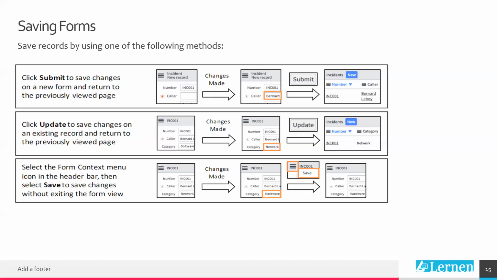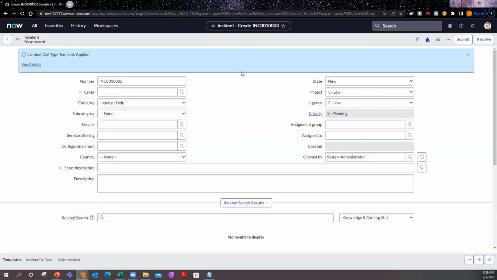The third option is save. This option is not on the page, it comes through the context menu. If you click on the context menu and use the save option, it saves the record on the existing form and it's not going back, it will stay on the same page. Now I'm going to show you all three options in an instant, and then you can ask whatever questions you have.